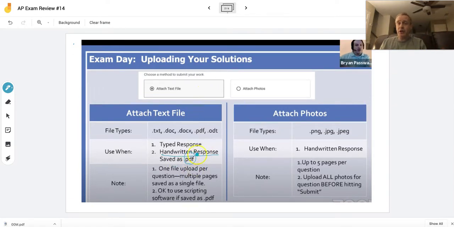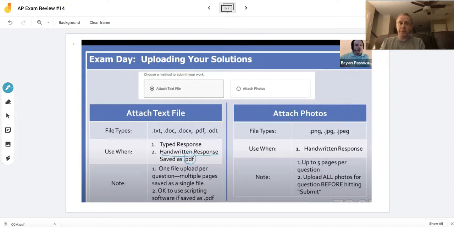So if you decide to go this route, when you're in the AP demo site, instead of selecting to attach a photo, you'd want to select this option to attach a text file. Again, if you go this route, you would only have to upload one PDF file, which would make sure you have all your work there. Then you just hit the submit button once you've uploaded that single PDF file. This may be an option you want to use. I think it might be easier to do it this way if you have the TurboScan app or another scanning app on your phone or whatever device. It may be something you might want to consider to make it easier to submit your work.